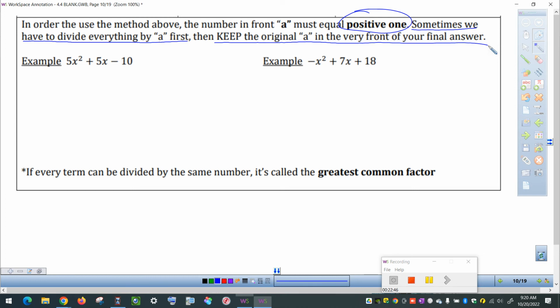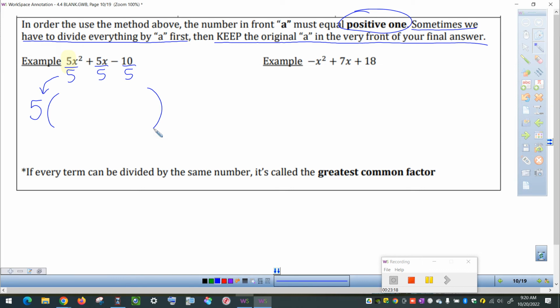Let's look at 5x squared plus 5x minus 10. I don't want this 5 in front of the x squared right there, because I can't use the method. And so to divide everything by 5, that looks like this. Every single little piece gets divided by 5. Now, I'm going to take that 5 that I divided everything by, and initially, it does not go away. We are just repositioning it. It's going to be written out here at the very front of one big parenthesis.